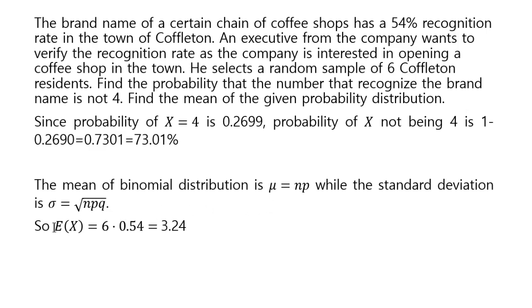And to get the expectation value, you just simply multiply 6 times 0.54, which is 3.24, which means that the most probable number of people recognizing it out of the 6 would be about 3, because this rounds to 3. Okay? So if you actually calculated the probability for 0, 1, 2, 3, 4, 5, 6, all the possible cases, you'll see that 3 has the highest probability.